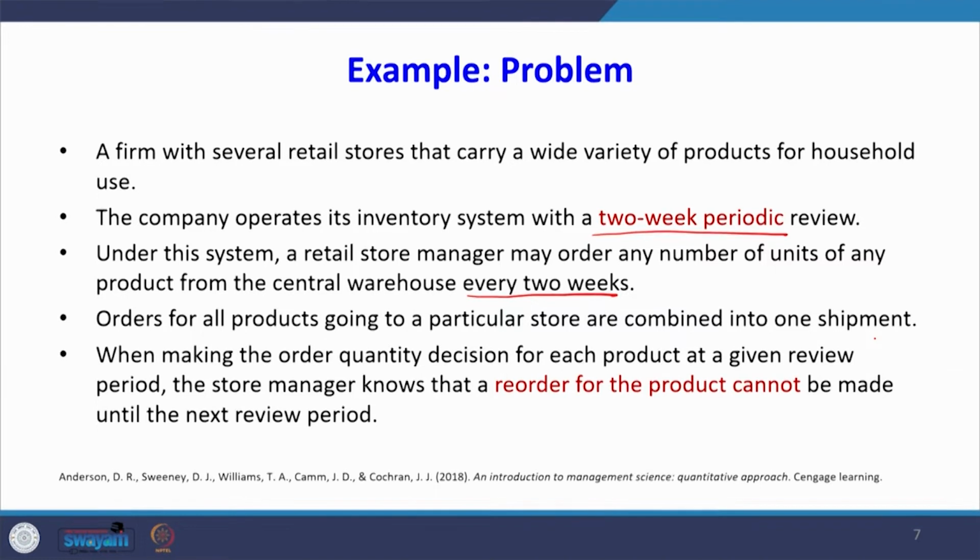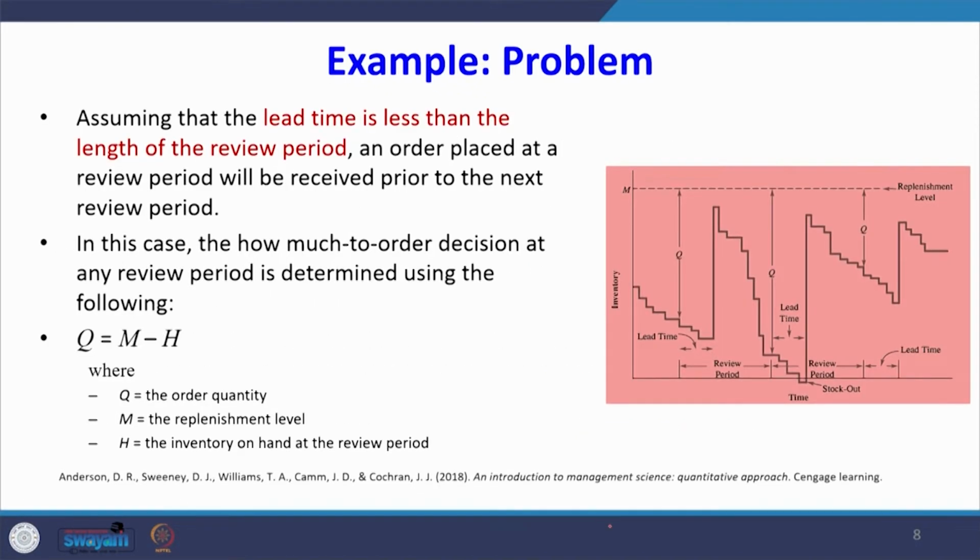When making the order quantity decision for each product at a given review period, the store manager knows that the reorder point for a product cannot be made until the next review period. So, suppose I am making an order every 1 month. Then the next order can happen only in the next month. So, the reorder cannot be made until the next review period. Assuming that the lead time is less than the length of the review period, an order placed at a review period will be received prior to the next review period.